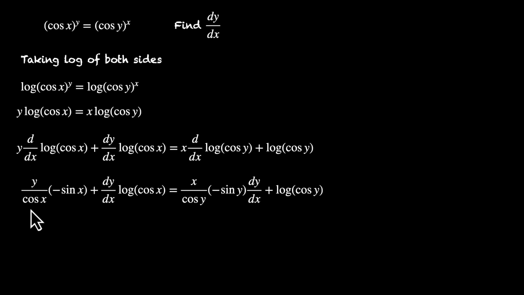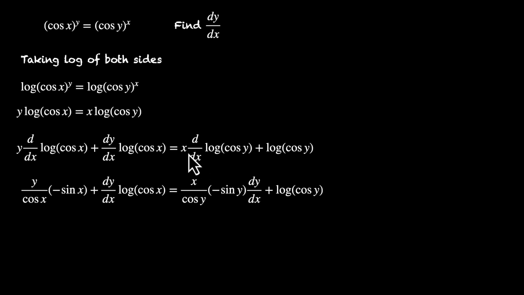This is y times differentiation of log of cos of x with respect to x. Now here we can use the chain rule. First we'll differentiate log of cos of x with respect to cos of x. So log of something, that's 1 upon that. So y times 1 upon cos of x times, now differentiation of cos x with respect to x, that's minus sin x. So this term becomes y by cos x times minus sin x. What about the next one? We have dy by dx times log of cos of x, same thing.